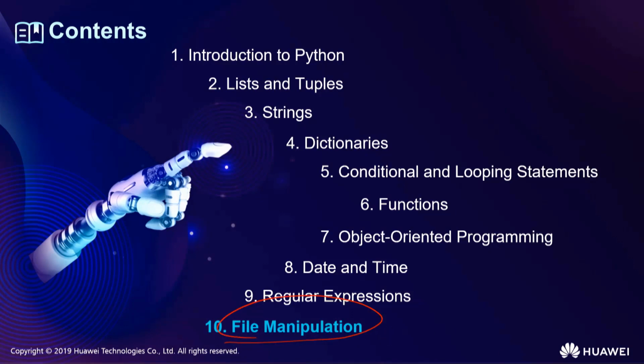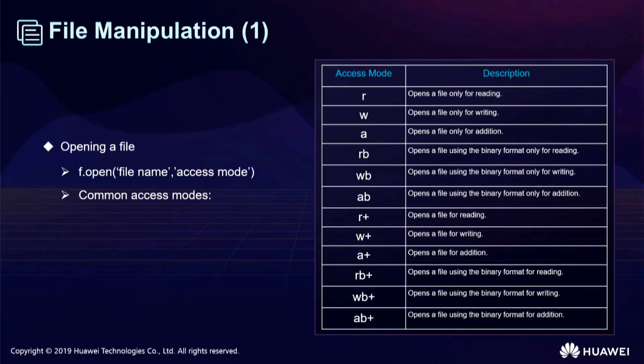File manipulation is of great importance to programming languages, and information technologies would be meaningless if the data can't be persistently read, saved, or used. Common types of file manipulation include opening and closing files, reading and writing files, and backing up files. First, let's see how to open files. We will see the open function with access modes.